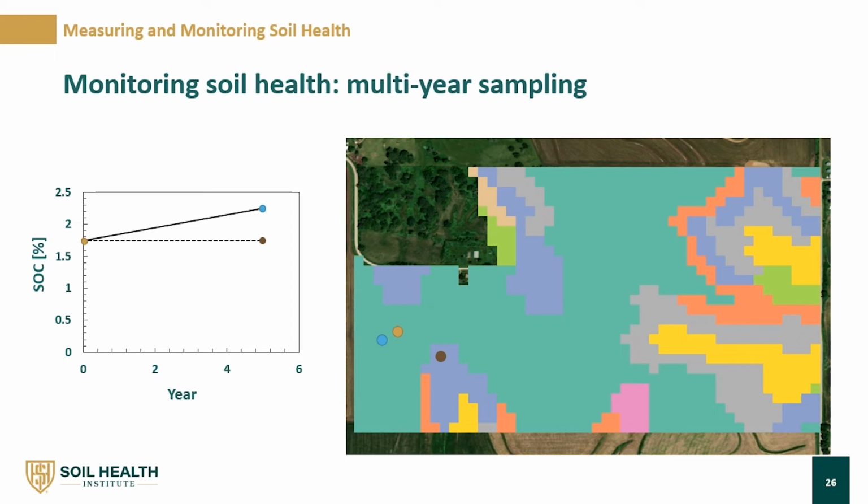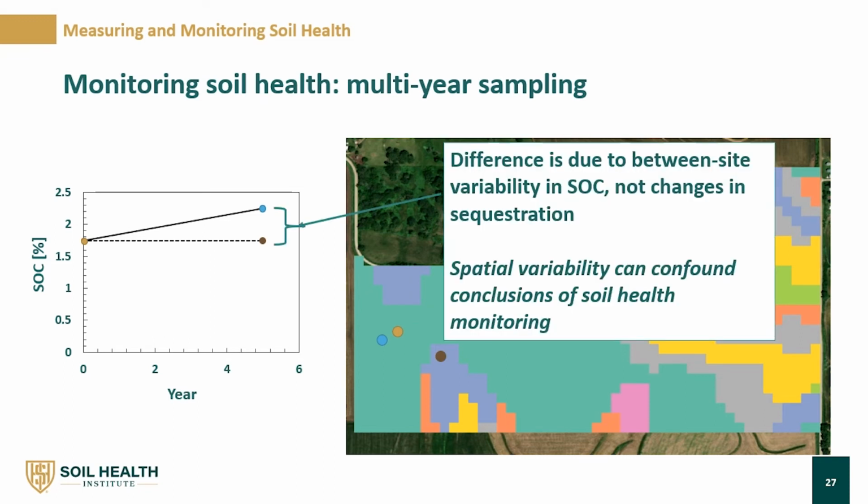So by keeping our monitoring samples in the same management zone, we can account for those site-specific soil health impacts and hopefully improve our understanding of monitoring those soil health changes. So the key takeaway here is that due to site-specific variability in soil organic carbon concentrations, not changes in our actual soil health, we're seeing changes in our monitoring results. So the spatial variation from site-specific changes in soil health is really important when looking at these long-term monitoring goals.